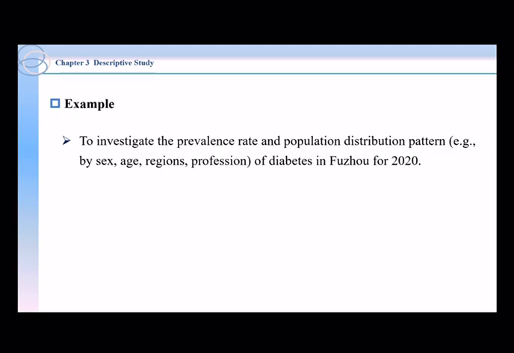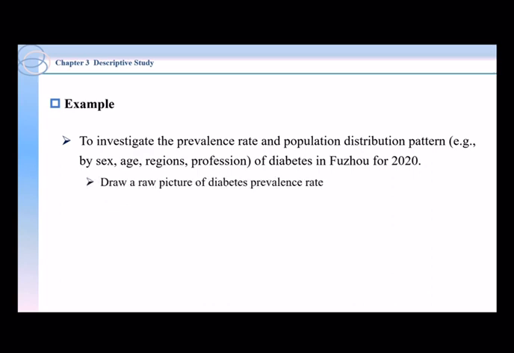Here is an example to help you understand how we could use this descriptive study. For example, descriptive study can be used to investigate the prevalence rates and also the population distribution pattern of diabetes in Fuzhou for the year 2020. When we say population distribution pattern, it can be how the diabetes prevalence rate differs among different genders, age groups, regions, or occupations.